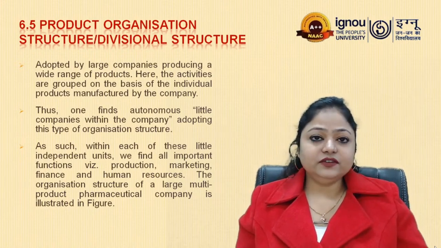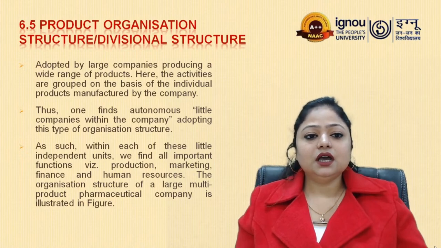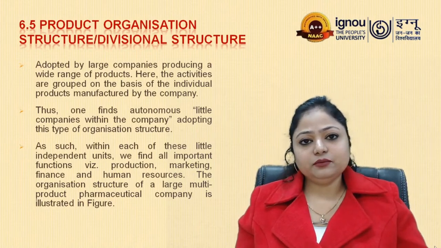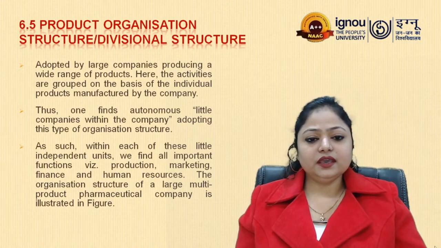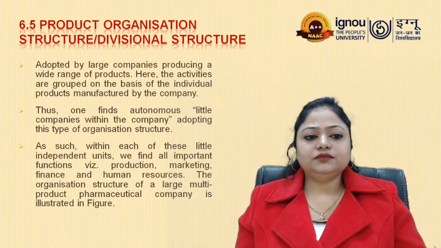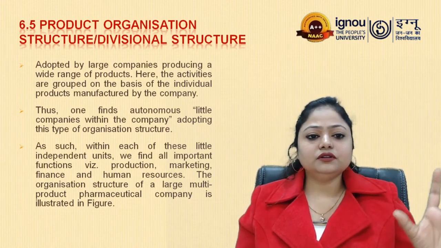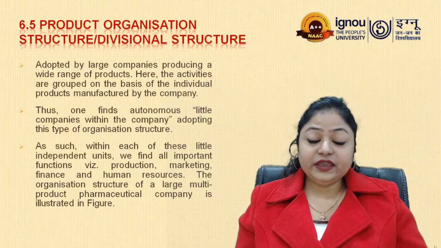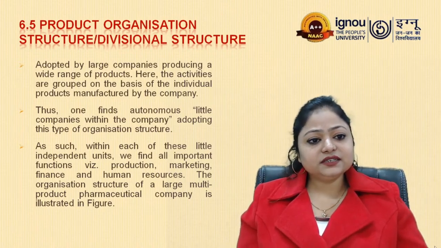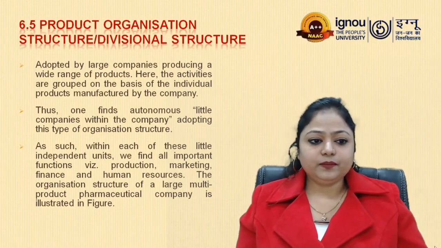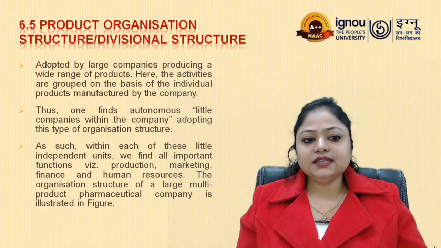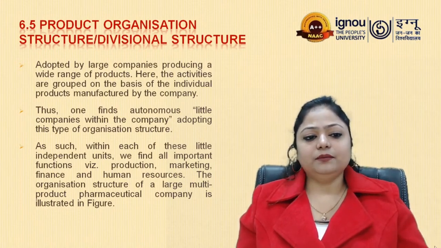Now, if we take the example of Nestle, we see there's a product line with the Maggi brand, and then there's a product line with coffee and then the chocolates. So these are the various sub-products with a wide range of products under the parent company, that is Nestle. So the activities are grouped on the basis of individual products manufactured by the company. Thus, one finds autonomous little companies within the parent company adopting this type of organizational structure.